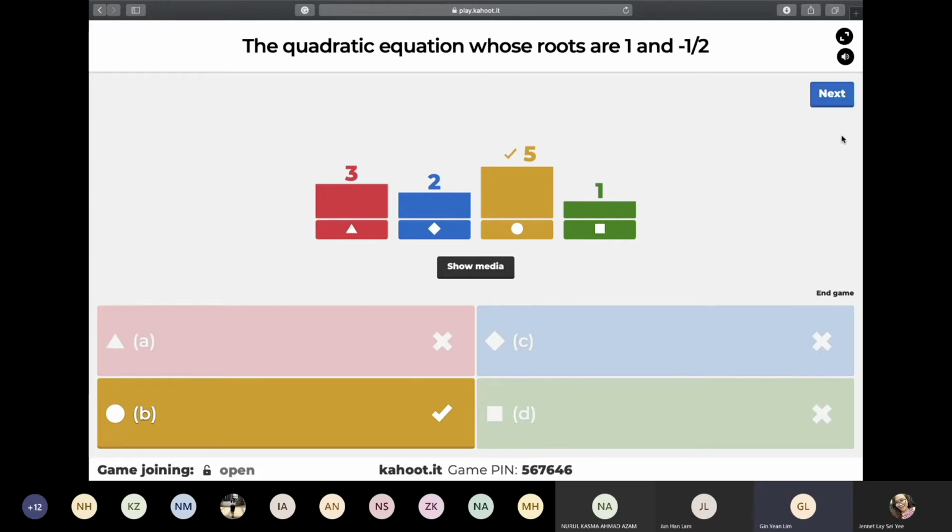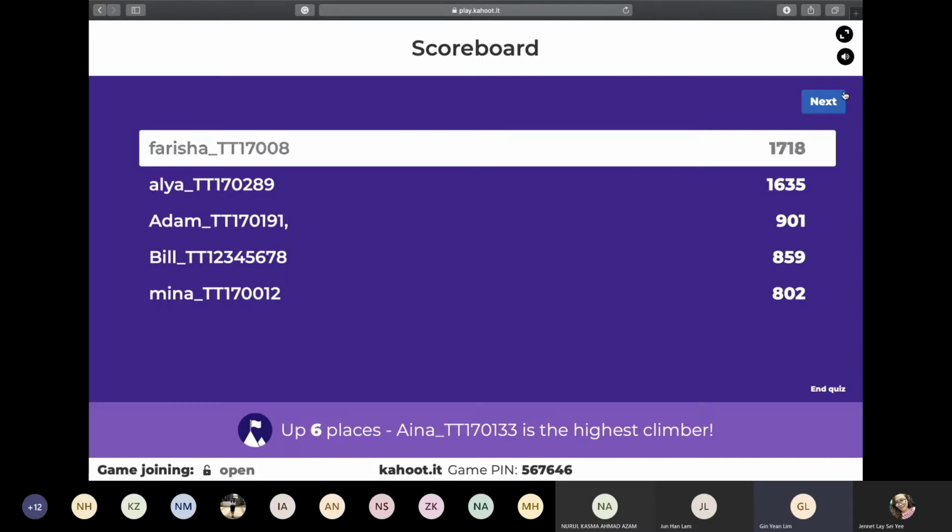So yeah, the answer is B. We have 5% get it correct. Congrats. Oh, Alia comes to the top and Farisha gets the second now. Adam is the third, Zira is the fourth, and Bill the fifth.